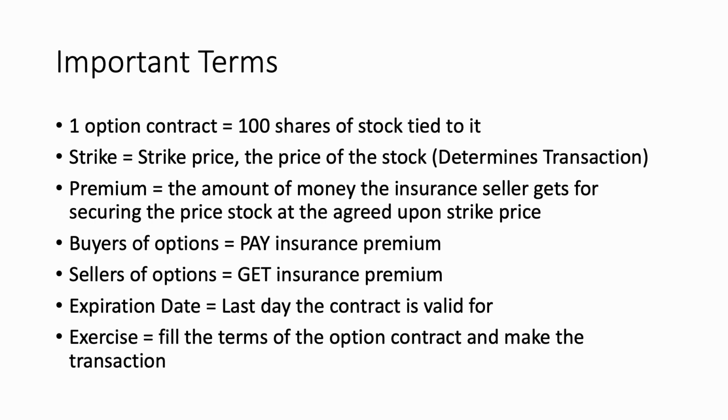Okay, so here are the important terms that you need to know if you're going to trade options. Just remember, one option contract has 100 shares of stock tied to it. A strike is the strike price. That's the price of the stock that'll determine the transaction. Whether any stock is bought or sold depends on the strike price. Very important. The premium is like the insurance premium. It's the amount of money that the insurance seller gets for securing the price of the stock at the agreed upon strike price. And here's what you got to know. The buyer of the option has to pay the insurance premium, and the seller of the option gets the insurance premium. And this all happens immediately once the option contract is bought or sold. The expiration date is the last day the contract is valid for. And exercise simply means to fill the terms of the contract and go through with the transaction.